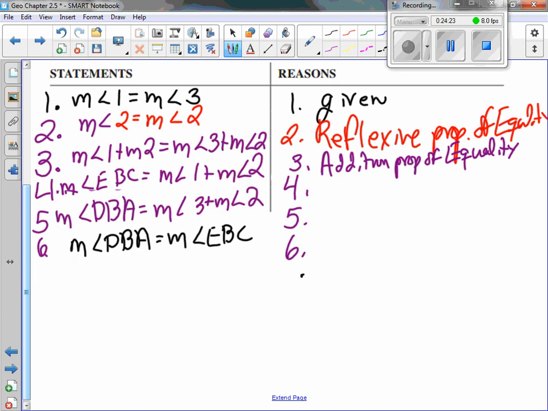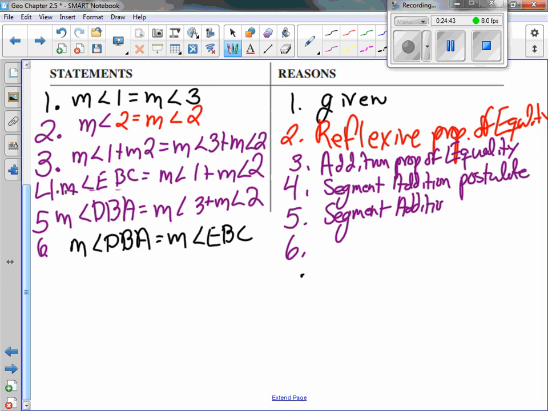The 2 angles add together to be the whole would be our what? Segment addition postulate. And that's true for 4 and 5, because that's what we used, wasn't it? That the 2 angles add together to equal a whole. That's just the segment addition postulate. And what would be the last one?